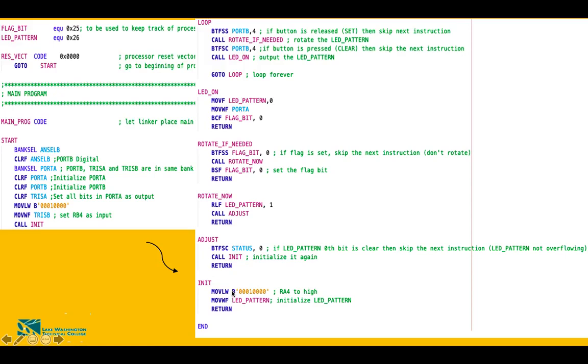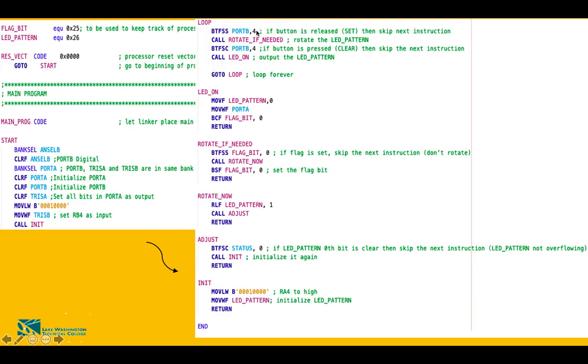So that's how it initializes, making this RA4 high. And then this loop goes in which you are doing the bit test for port B, and this 4 is your 4th bit here, which means RB4. It is checking whether it is set or not.